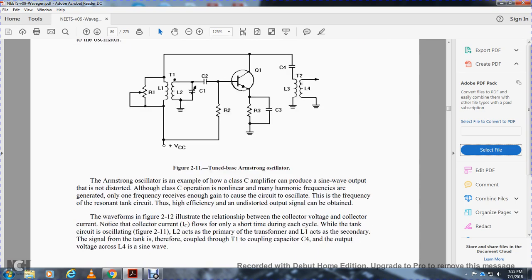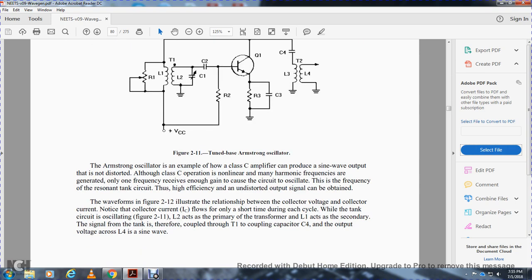amplification. The Armstrong oscillator shows how the Class C amplifier can produce a sine wave output that is not distorted. In other class operations, nonlinear, many harmonic frequencies are generated. Only the frequency that receives enough gain for the circuit to oscillate is the frequency of the resonant tank circuit. Thus, a high frequency undistorted output signal is produced.